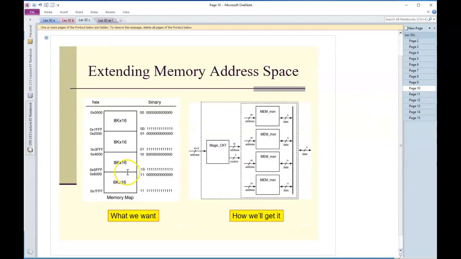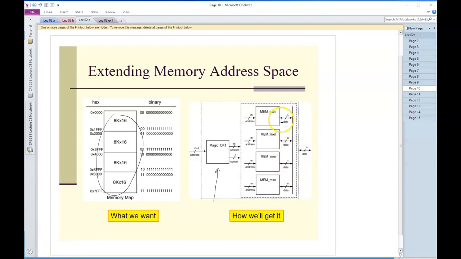Okay, so where it gets interesting is extending the address space. The notion here is I have four of these devices right here. I want to tie them together and make a 32K by 16. And so what I need to do is essentially have some magic interface circuit here. And the issue with this interface circuit is, what circuit do I use to interface these things?